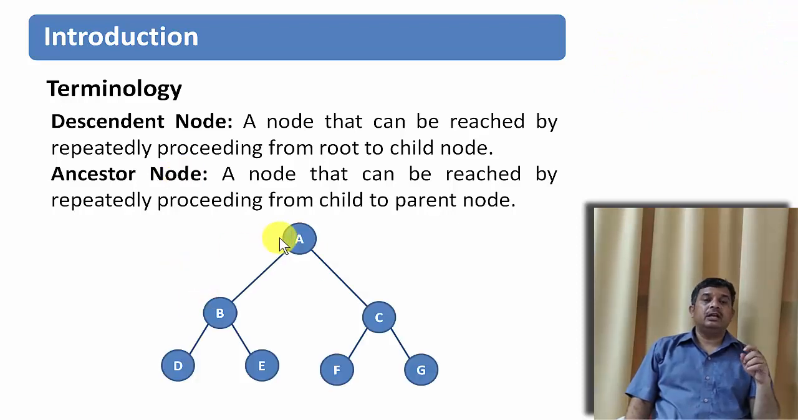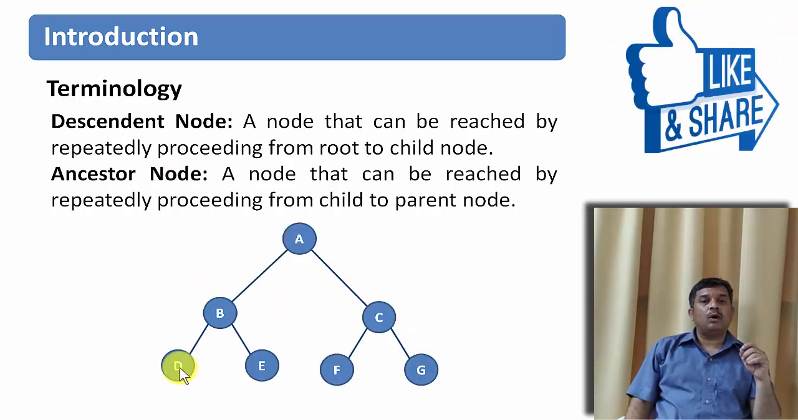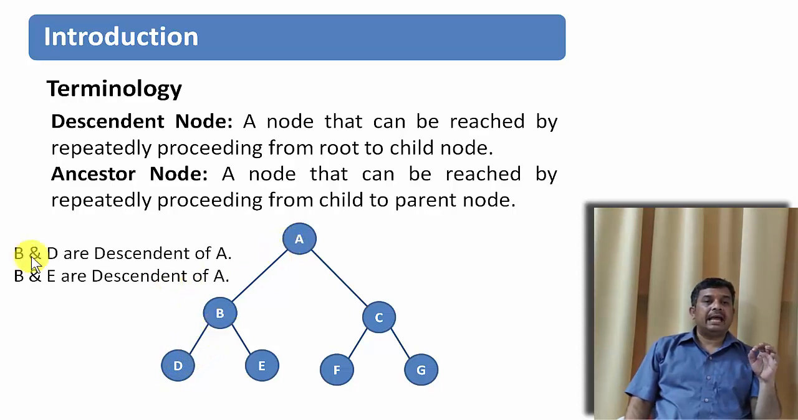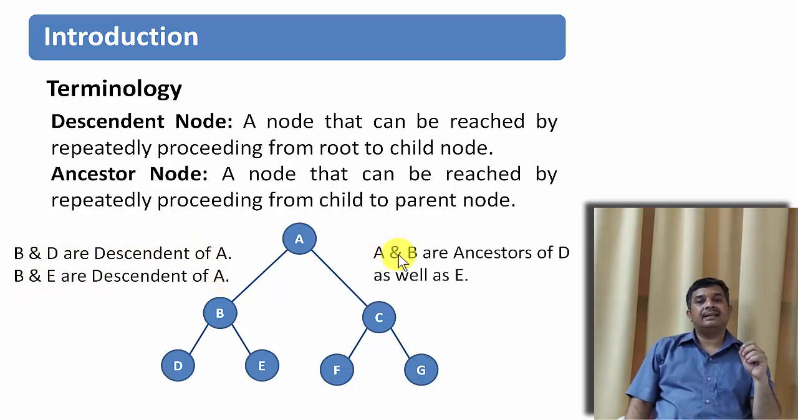So in this tree, you can see the descendants of node A are B and D. Similarly, B and E. Similarly, here C and F and C and G. All of them are the descendants of A. But for node D, the ancestors are B and A. You can see B and D are descendants of A. Similarly, B and E are descendants of A. And A and B are ancestors of D as well as of node E.